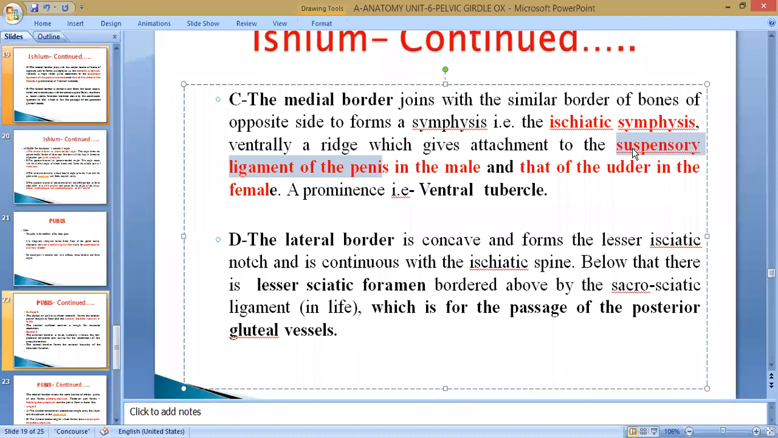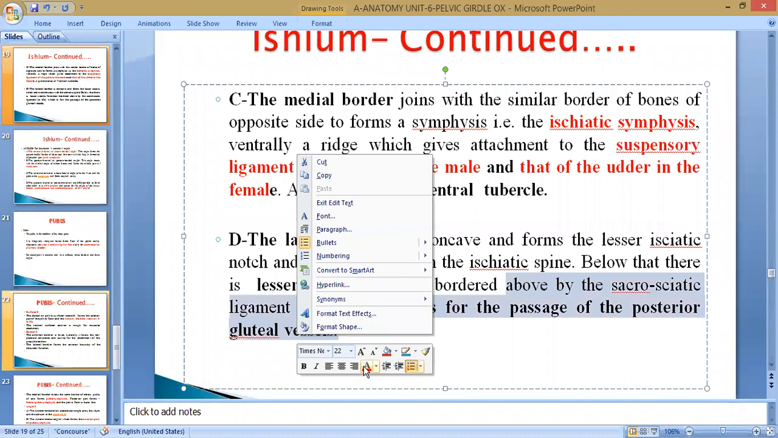So this suspensory ligament originates medially and runs downward to provide support to the male genitalia, the penis in the male, and in the female the accessory sex gland, the udder, and the ventral tubercles of the ischium bone. The lateral border is concave and forms the lesser sciatic spine. This has a foramen known as the lesser sciatic foramen for the attachment of a ligament, the sacrosciatic ligament, and also for the passage of the gluteal vessels and nerve, mainly the posterior gluteal.